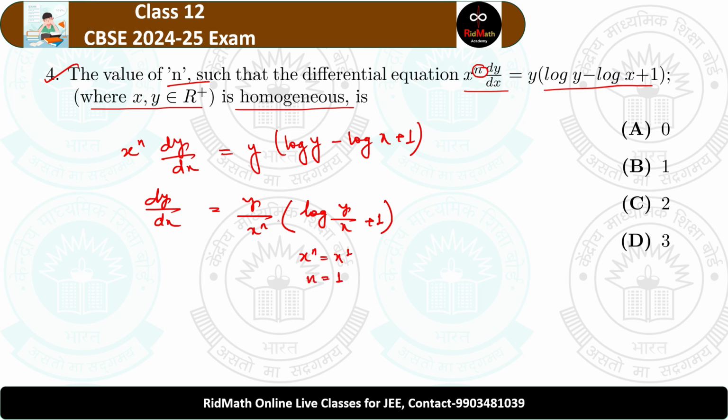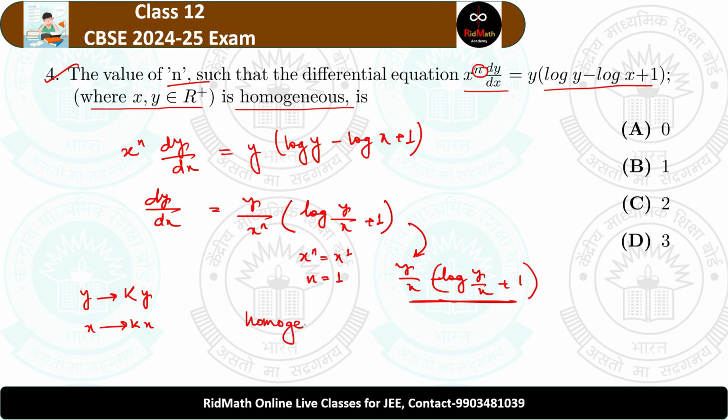So that means this equation will be y by x, and this is log y by x plus 1. So if we replace y by ky and x by kx, this equation will not change. That is why this is a homogeneous equation. If we change y with ky and x with kx, and the equation does not alter, then it is called a homogeneous equation.